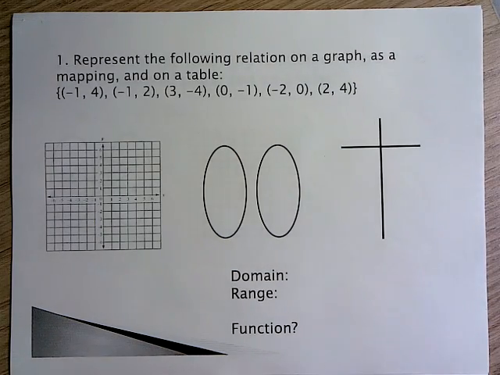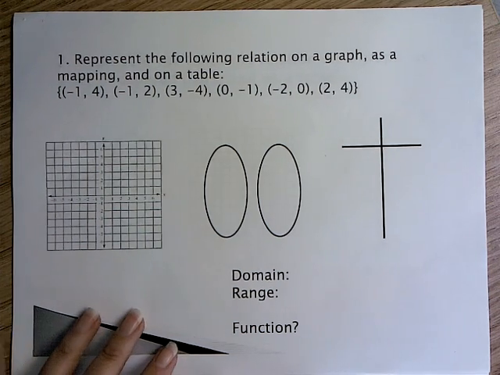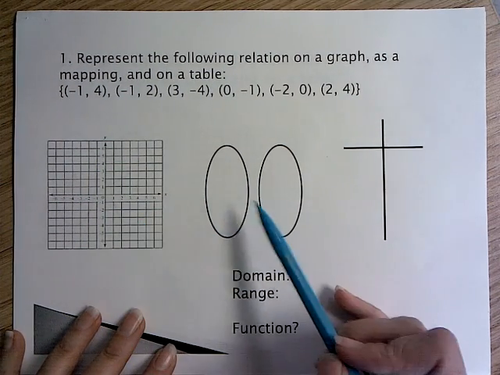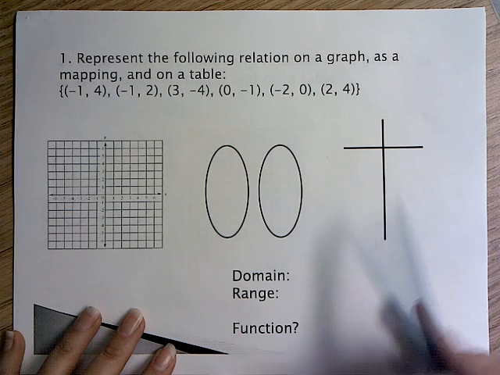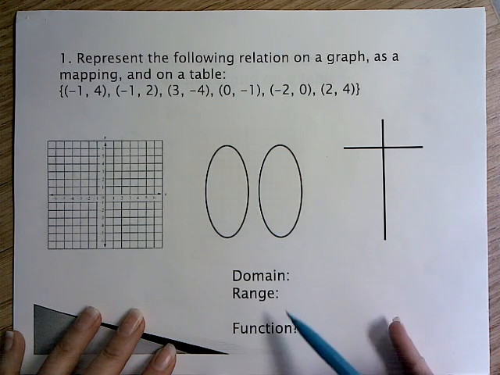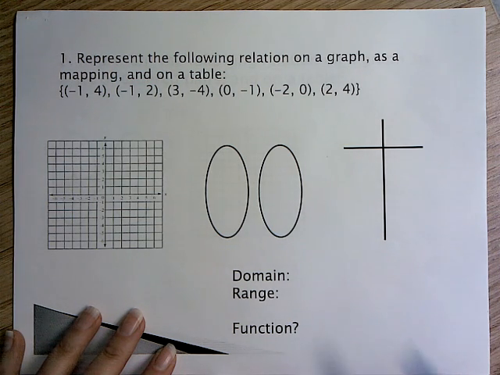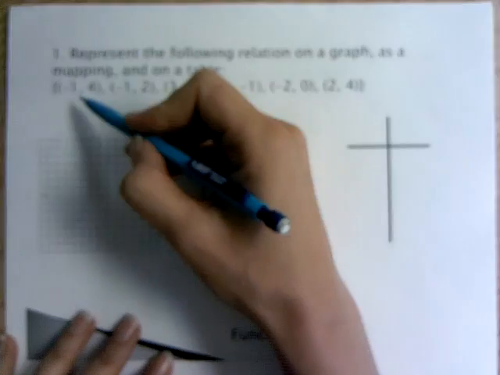So for starters, we're just showing the relation. Remember, a relation is just a relationship between x and y values. Here we want to represent the following relation on a graph, as a mapping, and then in a table. Then we're going to identify the specific domain and range and talk about functions down here at the bottom. So first things first, (-1, 4).